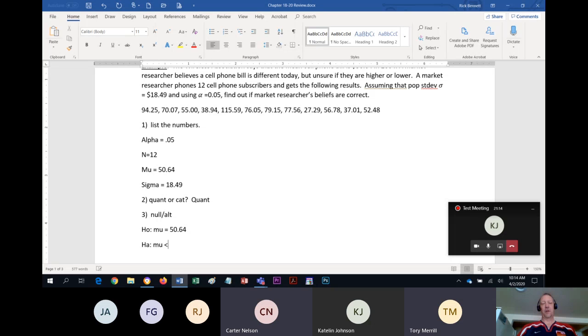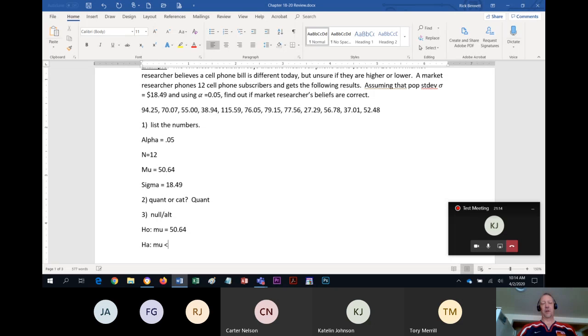Would you choose the z-test because we know the population standard deviation? This is where I want you to pick the test. So Tori, you're going with the z-test, because we know the population standard deviation. Okay.